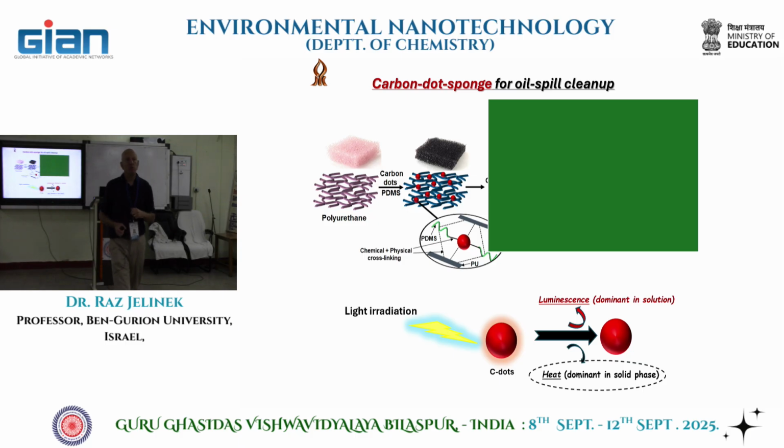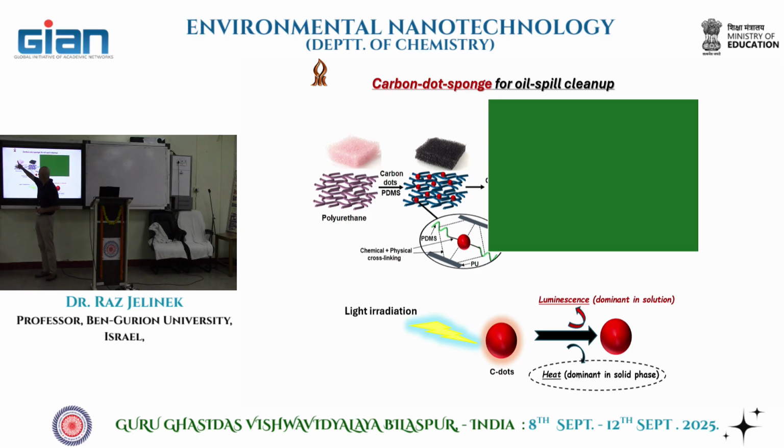Now let me describe to you a very interesting solution that we developed in my lab. Again, it takes carbon dots, and specifically the photothermal effect of carbon dots, to develop technologies for cleaning oil spill. The concept here is very similar to what I described before. We make a sponge. This sponge is even simpler and cheaper than the previous sponge I showed you. This is called polyurethane. You can buy it in the store.